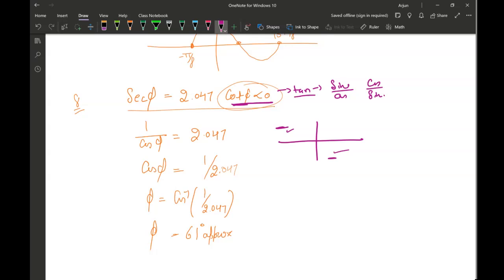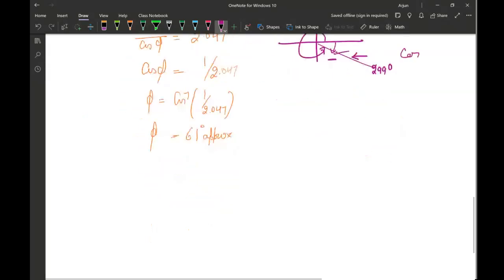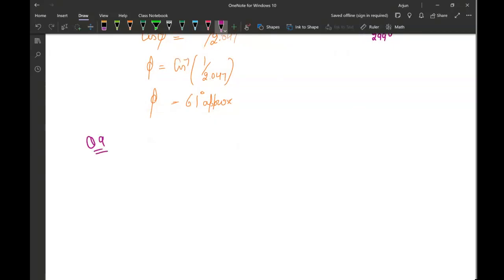But it also says that secant has to be a positive number. So whatever this value is, it's a positive number, and cot is negative here, and secant is the reciprocal of cos, so secant will be positive here. That's why I will choose the fourth quadrant for this question, and this will be the angle, approximately 299 degrees. And question number 9 now.